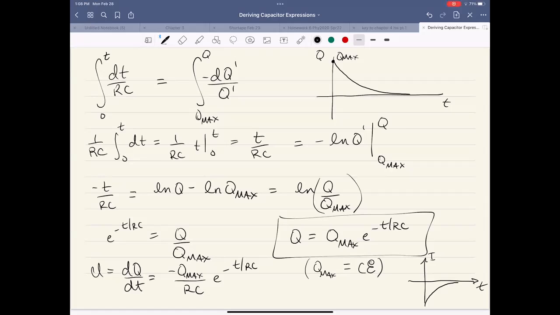Okay, so that's how to find the equations for charging and discharging capacitors. I hope you enjoyed it and don't have any questions, but if you do, let me know and I'll see you in class.